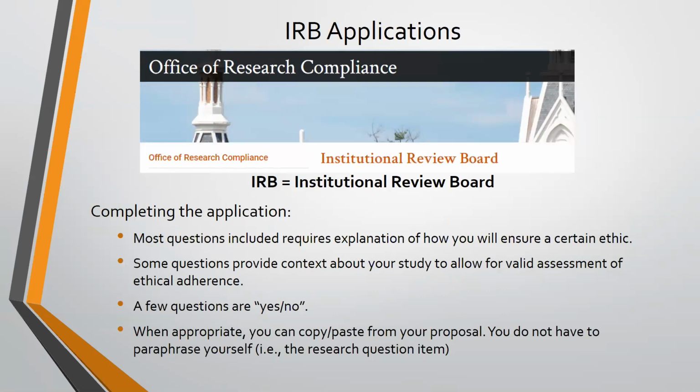So the application that you'll be completing has a number of different questions. I think the excerpt that I gave you is just 23 questions in general. I'll show you what the worksheet looks like in a second. Most of these questions are going to include an explanation of how you're going to ensure a certain ethic. So how are you going to make sure that you maintain your participants' privacy? Or how are you going to make sure that their participation is completely voluntary? Things of that nature. Some questions are simply going to provide context for your study to allow the IRB reviewer, who's pretend in this case, to really assess your design and what's going on.